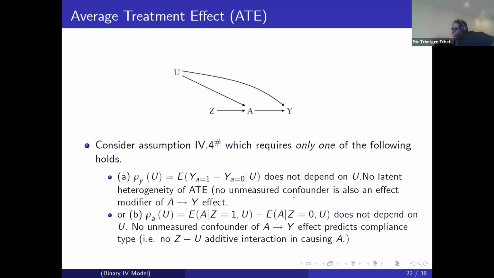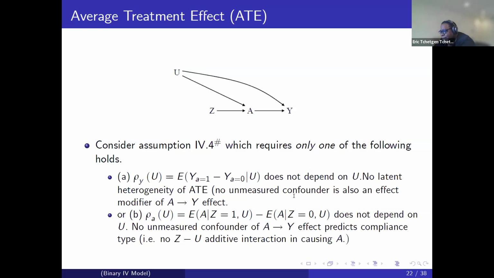All right, so let's move on to our third and final review before we move into the new results. This is concerning the average treatment effect. So we'll consider IV4 minus, a new IV4 assumption, which requires only one of the following. The first one, which is very similar to the one that I just discussed under a structural additive model for the counterfactual outcome, is that the causal effect conditional on levels of U is constant in U. So there's no latent heterogeneity of the ATE. And this is, as we already said, maybe an undesirable assumption one may want to make, given that this is the target of inference.